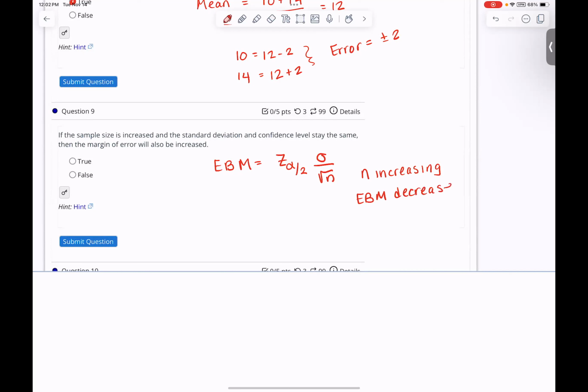Because if the denominator of a fraction gets bigger, then the fraction gets smaller. So this is false. If the sample size is increased and the standard deviation and confidence level stay the same, then the margin of error will also be increased. That is false. If we increase the sample size, the error bound of the mean actually goes down.